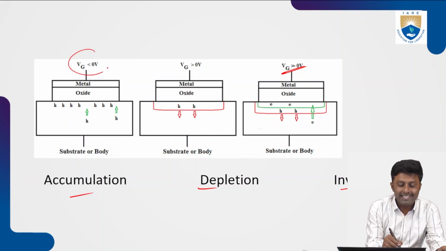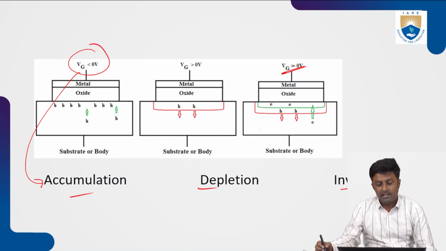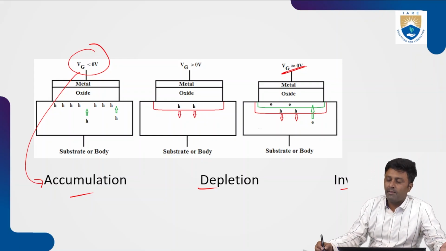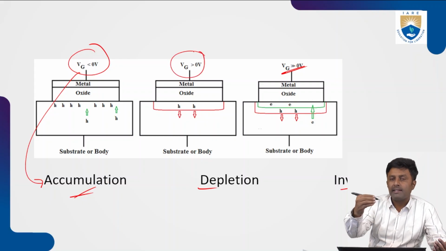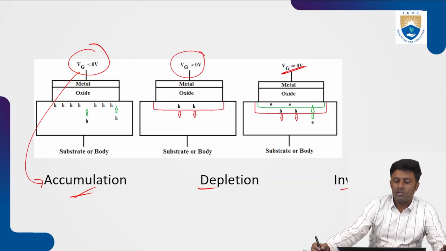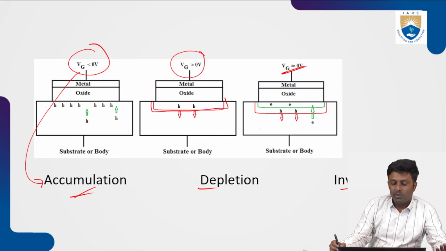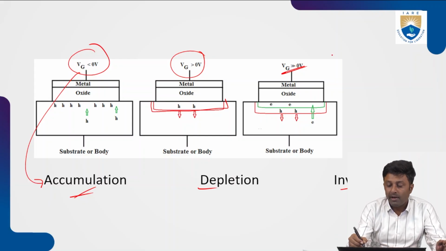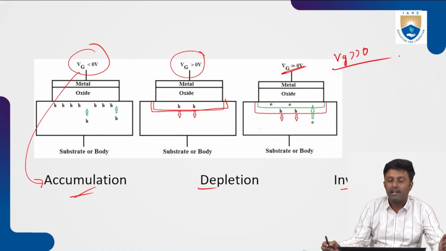If the gate voltage is less than 0, there will be accumulation of electrons near this terminal. In this region there will not be any flow of current, so we call it the accumulation region. If you increase the gate voltage a little above 0 volts, the depletion region will be formed here. Here also there is no flow of current, but for the transistor to work, our gate voltage should be much greater than 0. That voltage we call the threshold voltage.